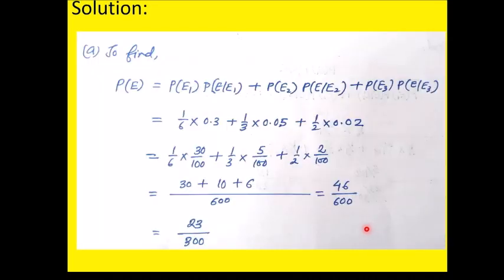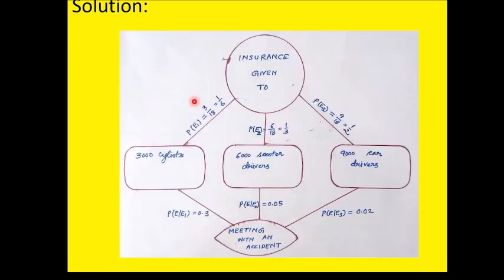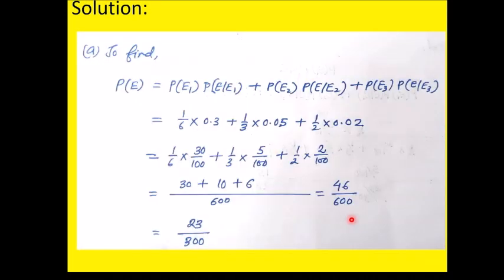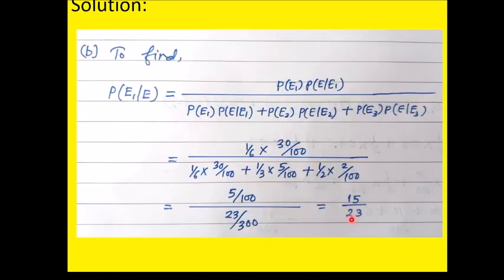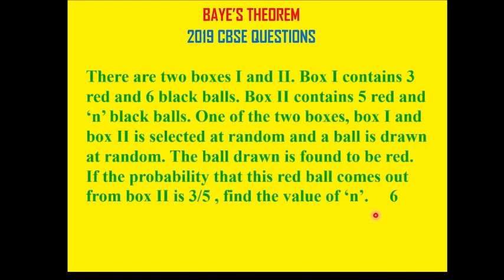So meeting with an accident, again the total probability case. We will take this into this plus this into this plus this into this, and we get the answer as 23 by 300. In the second part, what is the probability that he is a cyclist? In the numerator we have to write P of E1 into P of E given E1, and hence the answer boils down to 15 by 23. Another question of 2019.